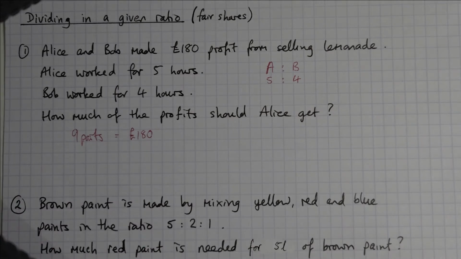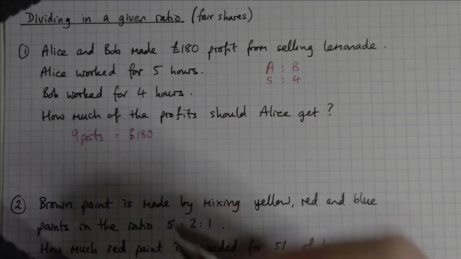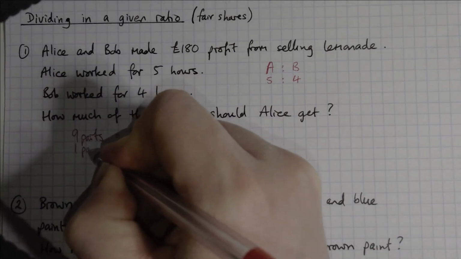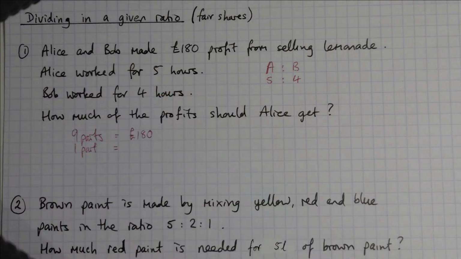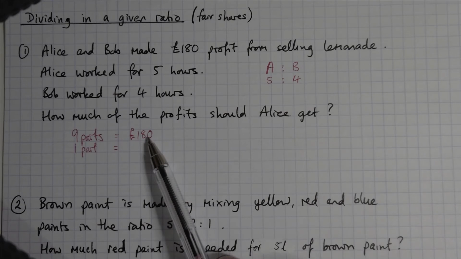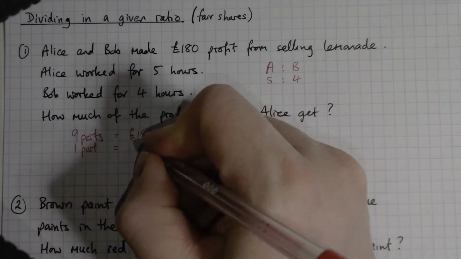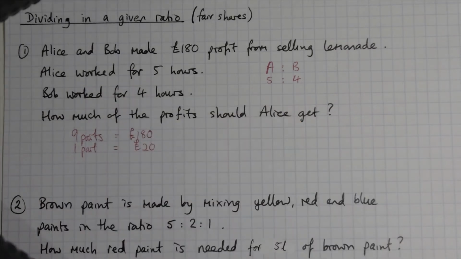I'm going to take it down to 1 part. Let's see how much 1 part is worth. And I do that simply by dividing by 9. So divide both sides by 9. I can actually do that in my head, but you are allowed a calculator for these. So £180 divided by 9 is £20. So 1 part is worth £20.